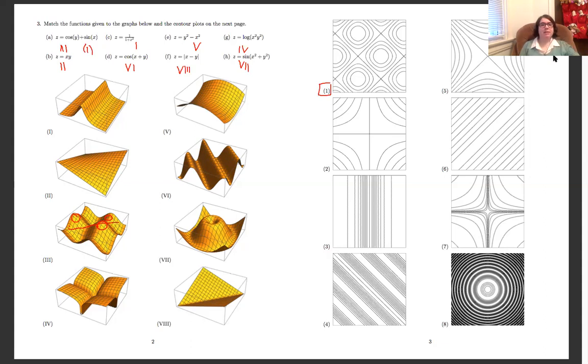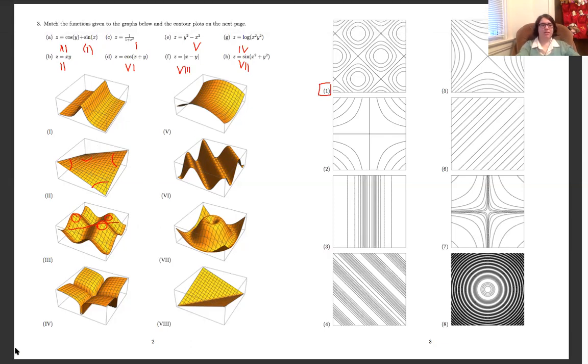Let's look at B. B is Z equals XY and is equal to contour plot number 2. Now, if I take slices in Z, I'm expecting to get hyperbolas. If I fix a value of Z and I slice along, it looks like I get equal along here and then catty corner along here. So I'm looking for hyperbolas. A few of these have hyperbolas.